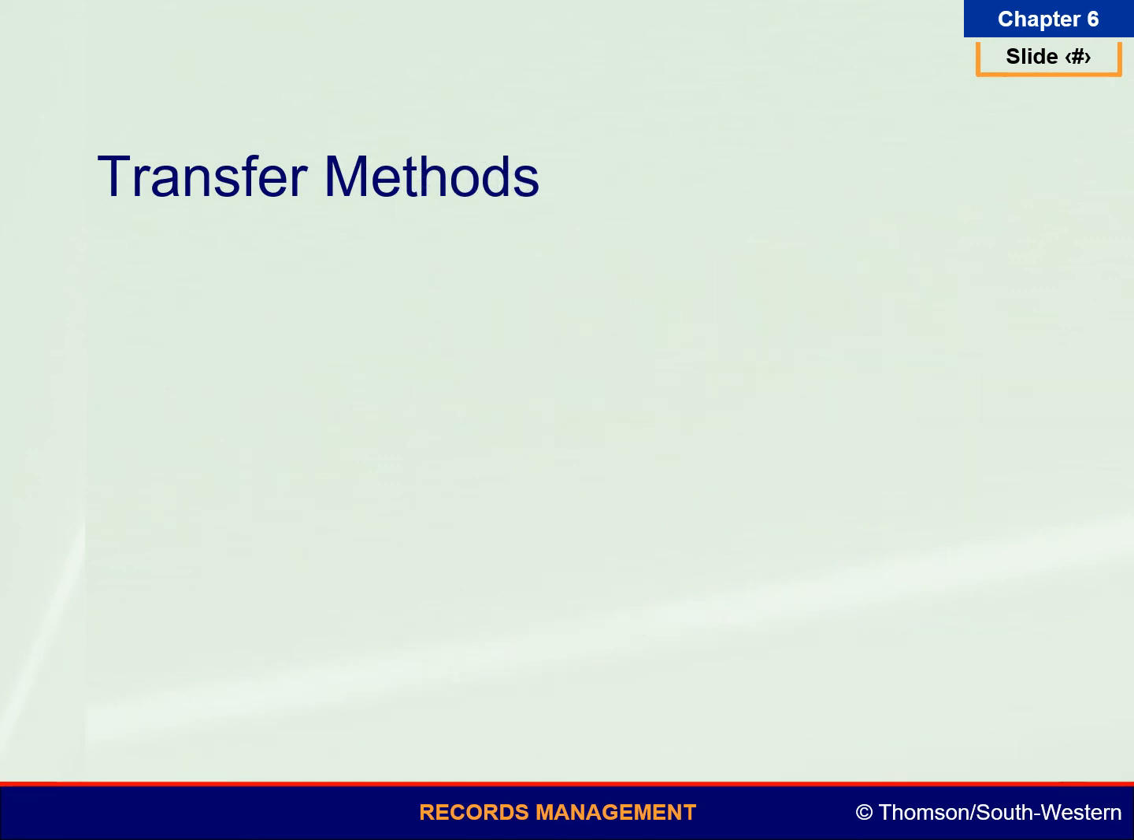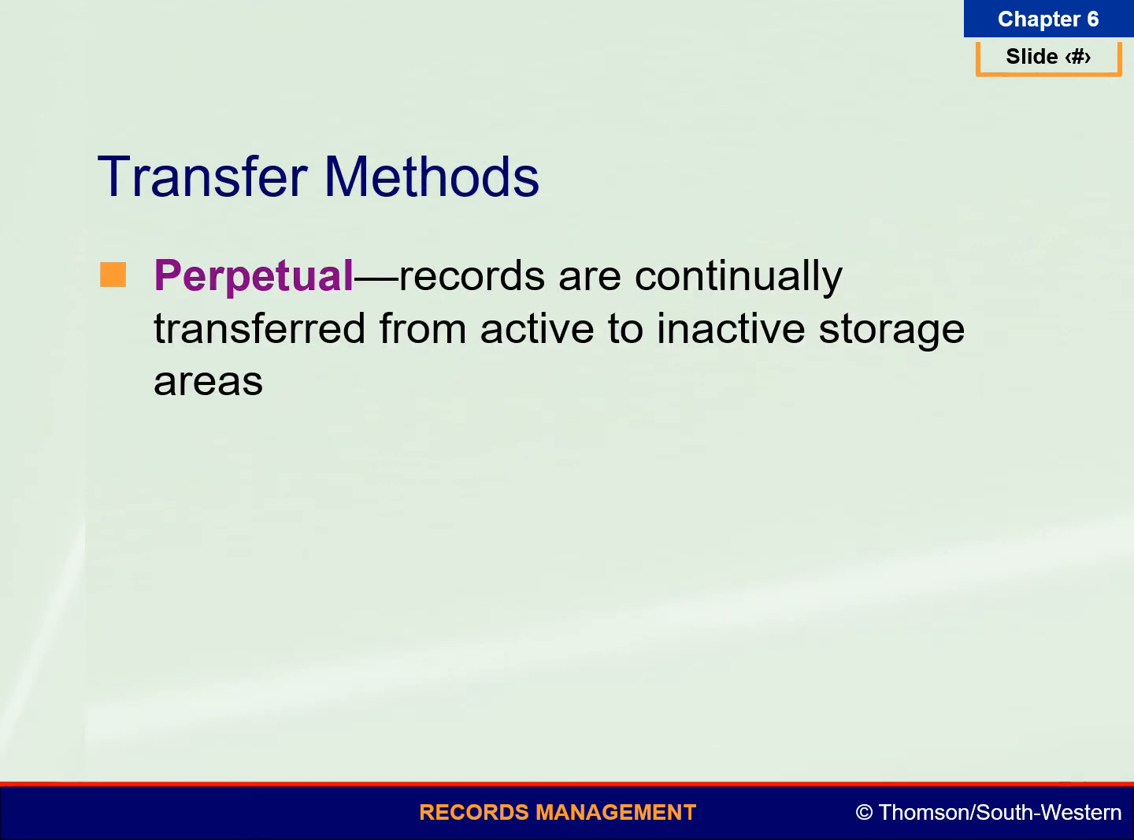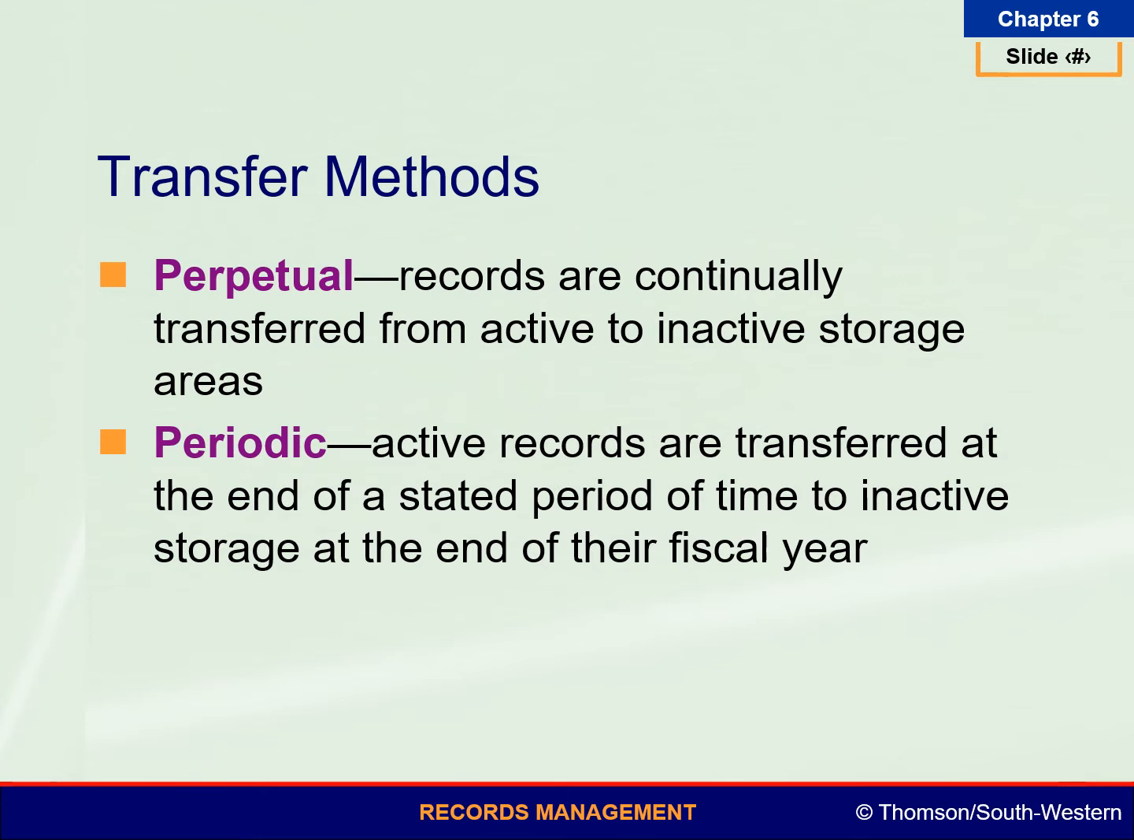Okay, there are two types of transfer method. We have perpetual transfer and periodic transfer. Perpetual transfer, records can be continually transferred from active to inactive storage area. Perpetual ni kita tak ada specific time. Kita continually transfer. Bila ada je record yang inactive, kita terus transfer.